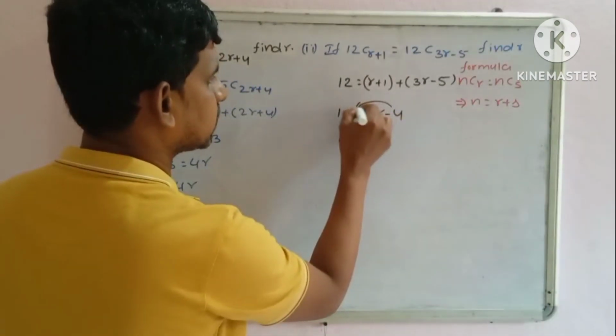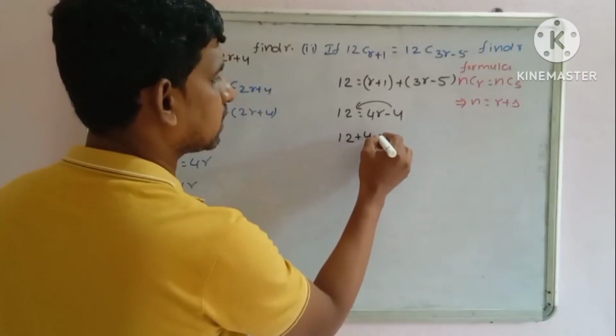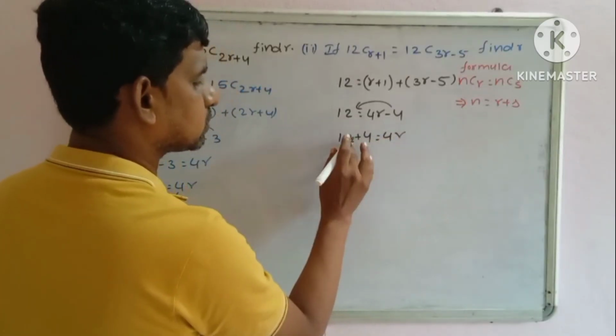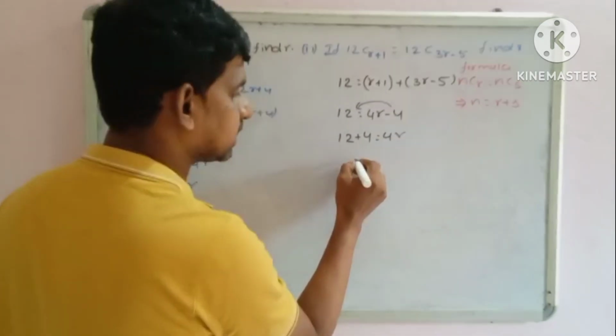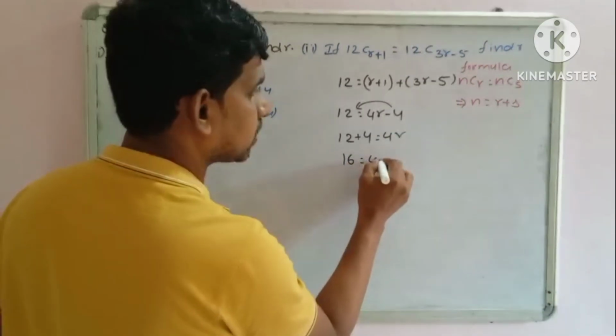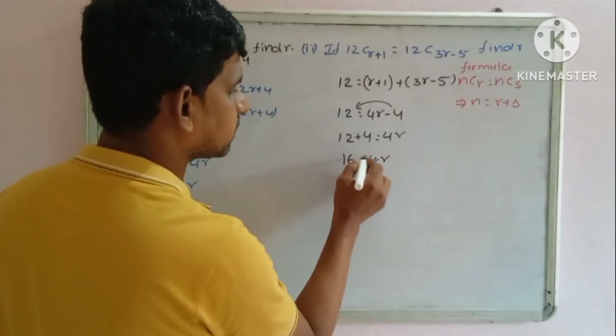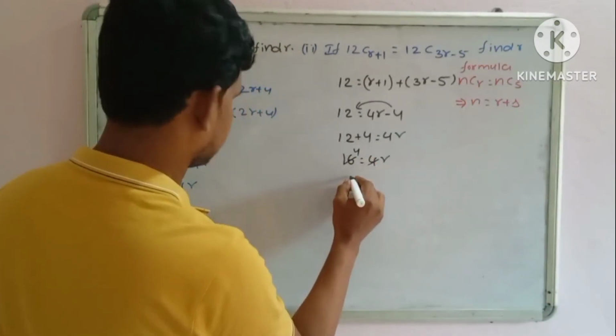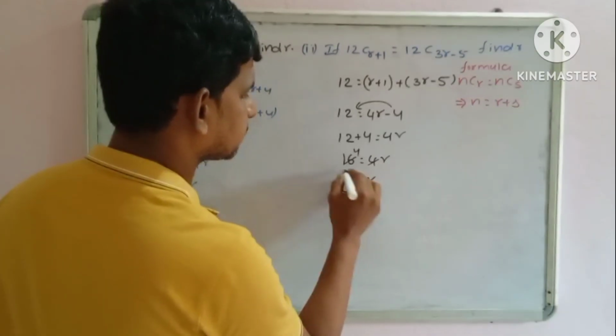12 minus 4, transpose to the left side, plus 4 equals 4r. So 12 plus 4 is 16. 16 equals 4r. So 4 how many times? 4 times. So r equals 4.